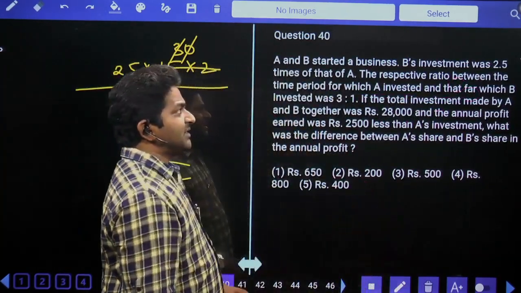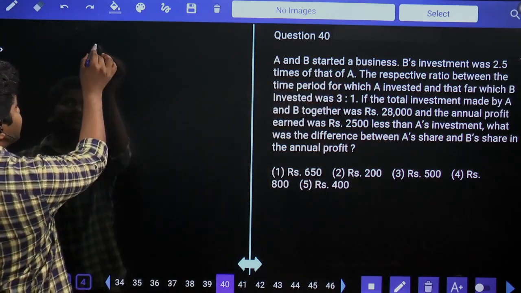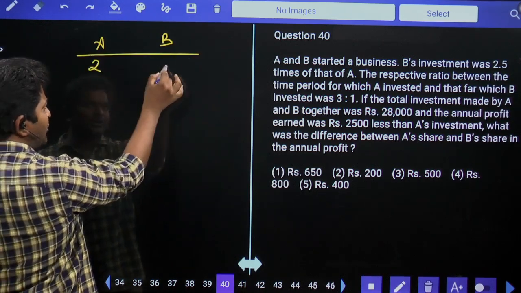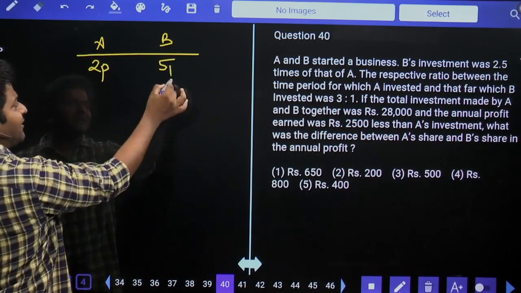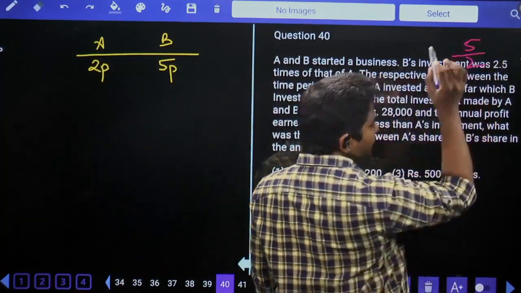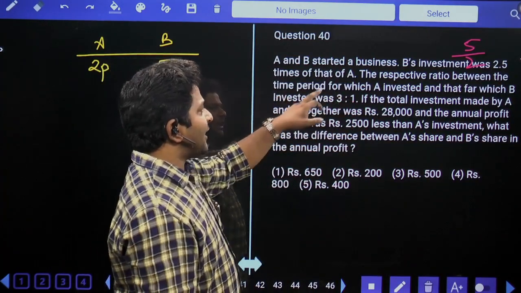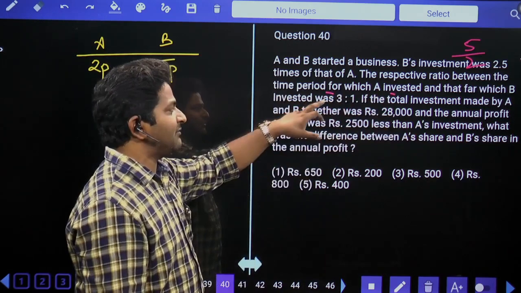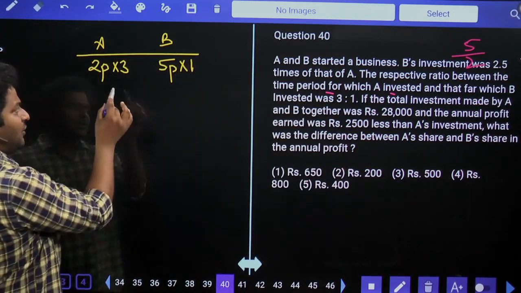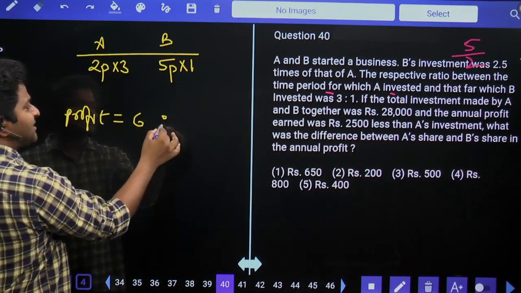A and B started a business. B's investment was 2.5 times that of A. That means investment of A and B are in the respective ratio 2:5. 2 parts and then 5 parts. B's investment was 2.5 times, they said. 2.5 can be written as 5 by 2. Denominator is 2. I'll start with 2 parts. The respective ratio between time period for which A invested and for which B invested was 3:1. That means into 3 and into 1. So profit sharing ratio of A and B is equal to 6:5.